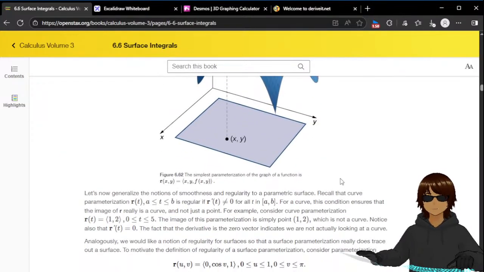That doesn't make any sense. It's regular if the derivative is not 0.